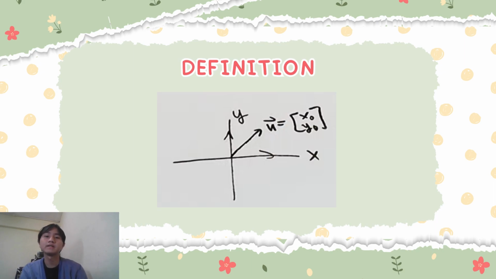Now the question is, what if we want to move in the direction of some other unit vector u with coordinates x naught and y naught? In that case, we are looking at what is called a directional derivative. So a directional derivative is a derivative in a particular direction in our xy plane.